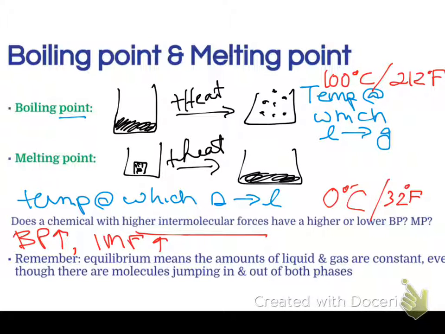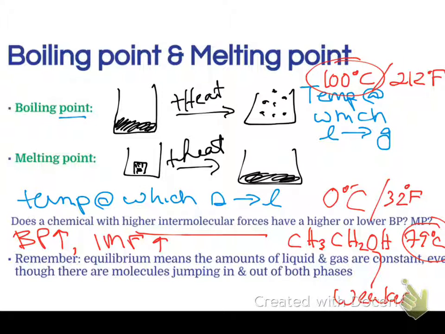So comparing, say, water to something else like ethanol. So ethanol has a chemical formula of CH3CH2OH, and it has a boiling point of around 79 degrees Celsius. When I compare the boiling points, it tells me that ethanol has weaker IMF because its boiling point is lower than water. Okay? So even if I don't know the structure, I can use the boiling point to help me figure out some characteristics about the molecular structure.